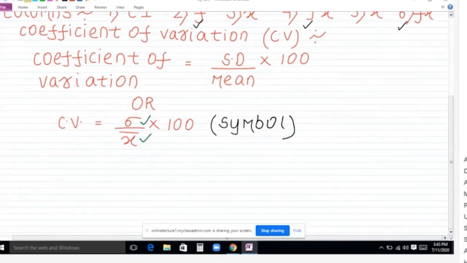This means there exists a relation between the coefficient of variation and consistency. And what kind of relation is it? The coefficient of variation and consistency are inversely proportional to each other. What relation did I say? They are inversely proportional to each other. This means the more the coefficient of variation, the less will be the consistency.